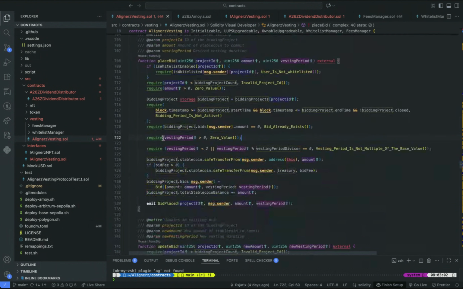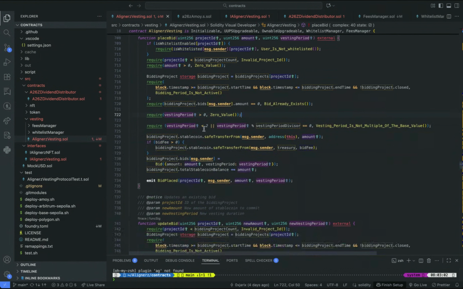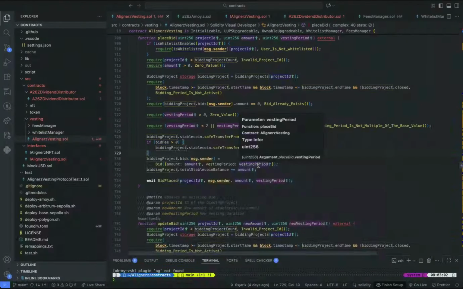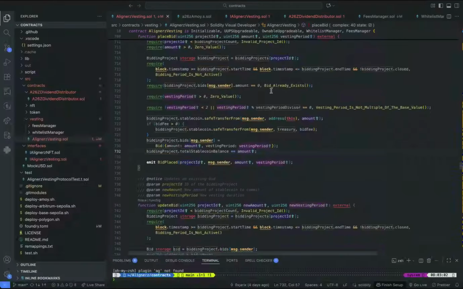If you realize, there is a condition to check that the vesting period is not 0 seconds, but it can be less than 2, which is 1. Okay, so this 1 second vesting period value in the backend is considered as 0 months. Okay, and in case it's greater than 1, then it has to be a multiple of a month.